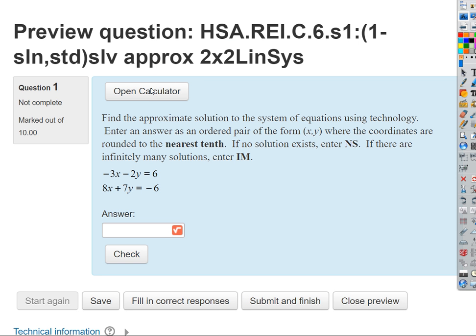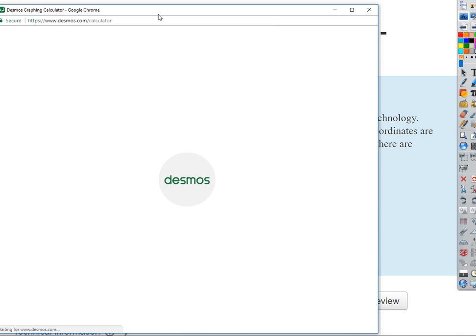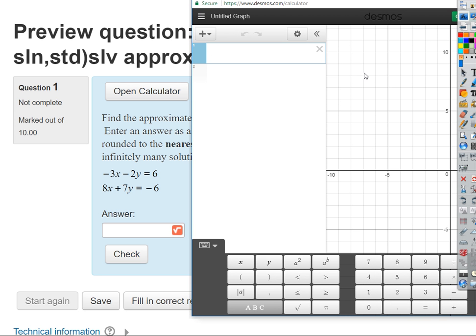You can also, and you're going to like this, use Desmos. You can do this on your calculators, your phones, or on the computers. I've actually embedded a Desmos calculator in all these questions. If you hit open calculator, it just opens up a window with Desmos. Have you guys used Desmos before? Some people have, some haven't. It's really easy to use.